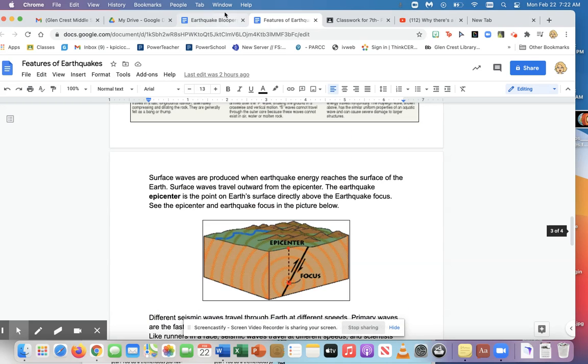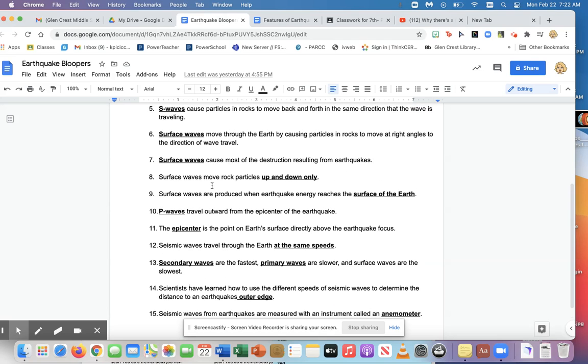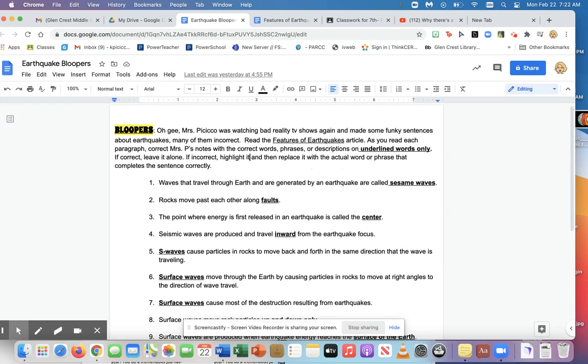So that's it. Now you're going to go back and look at the bloopers, and you're going to read each sentence and say, okay, what doesn't go? So number one, waves that travel through Earth and are generated by an earthquake are called sesame waves. That doesn't work. So you're going to highlight this, and underneath you're going to write what it should be, right? Which the answer should be seismic. Okay, good luck. That's your homework.